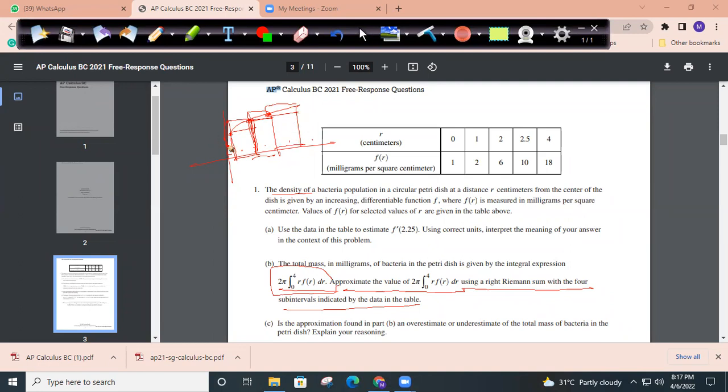For the same curve, if I want to do the right Riemann sum, this is my height and this is my width. Students who are getting confused, again we'll repeat.